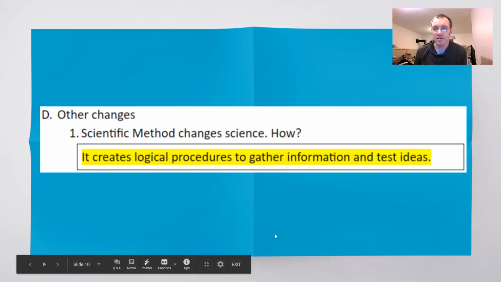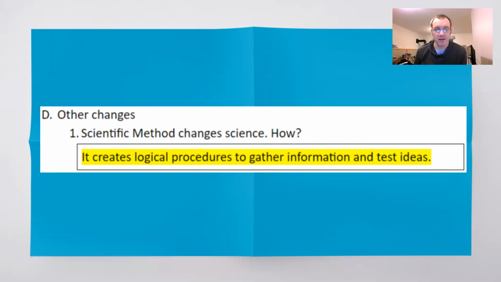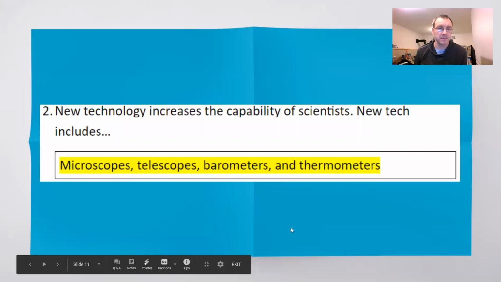Other changes we see, the scientific method comes forward. You probably have used this in science class, right? And how does that happen? Well, it creates a logical procedure to gather information and test ideas. You have your hypothesis and you study the information to figure out what is actually true instead of just saying, you know what, I think this is what it is. And so a logical decision-making process, an observation process, which is really important to science.